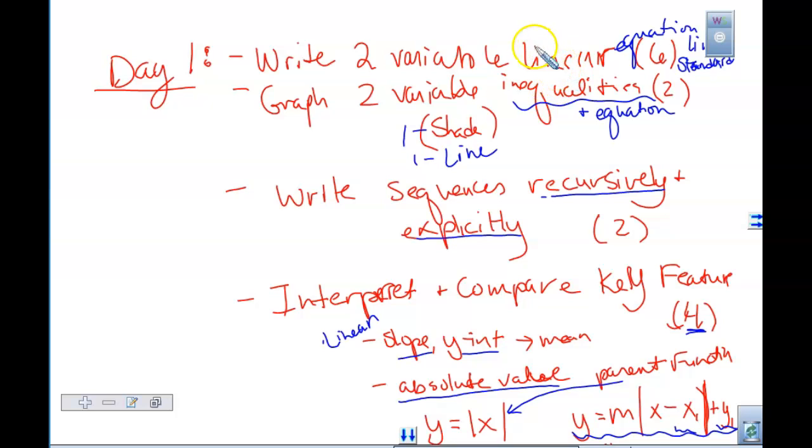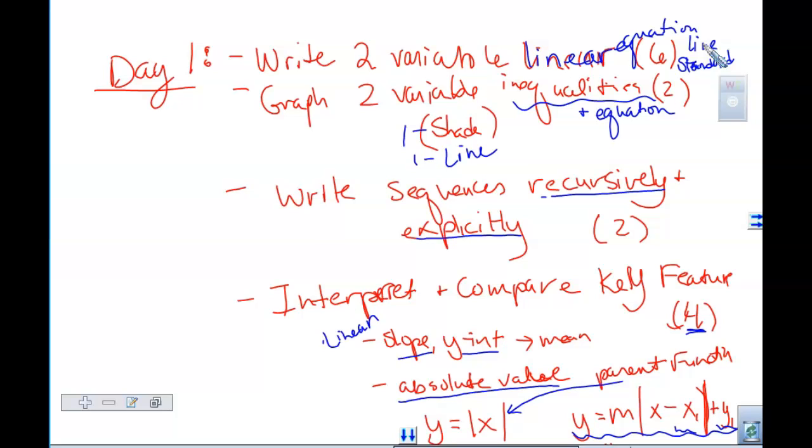So a two-variable linear equation. There's going to be 6 questions on that. What do those 6 questions look like? I might ask you to write a linear equation. I might ask you to write in slope-intercept form.